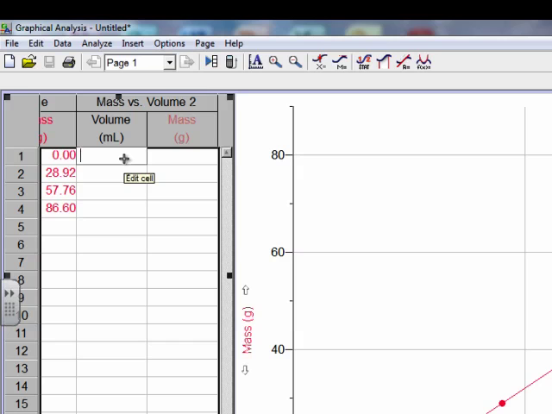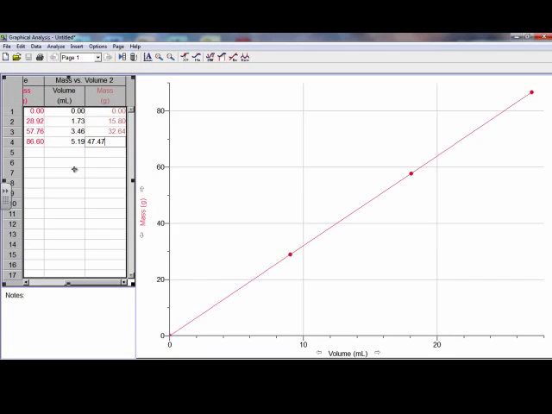So we're going to add our new data points for zinc. Our volume there is 1.73, and the mass of that was 15.8. Then we have 3.46, and a mass of 32.64. And then the last volume we had was 4.19, with a mass of 47.47.